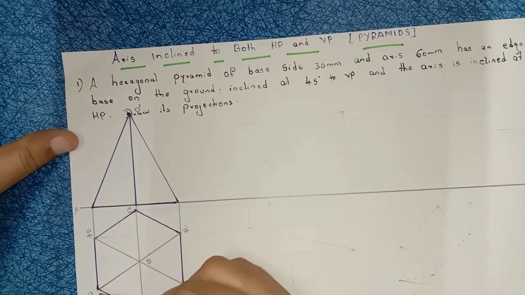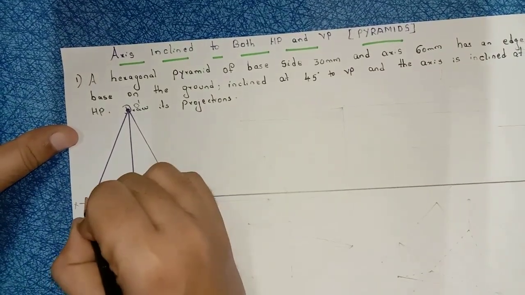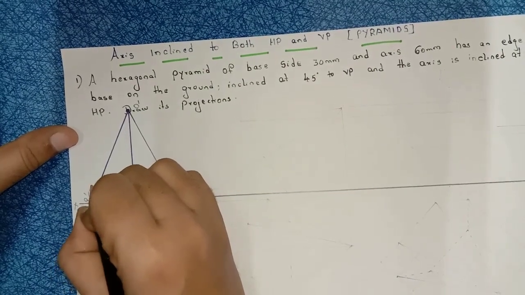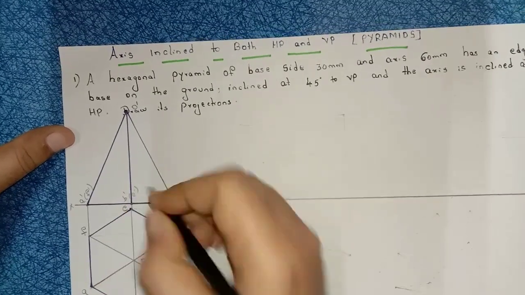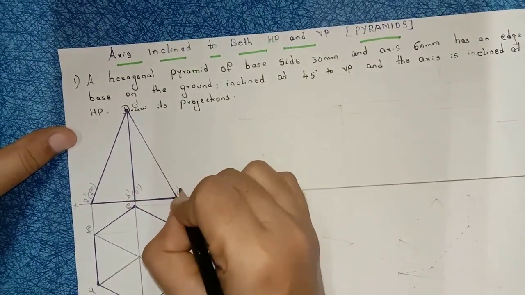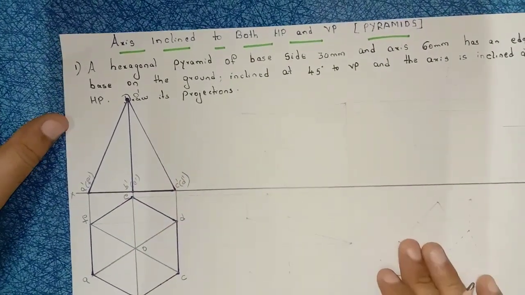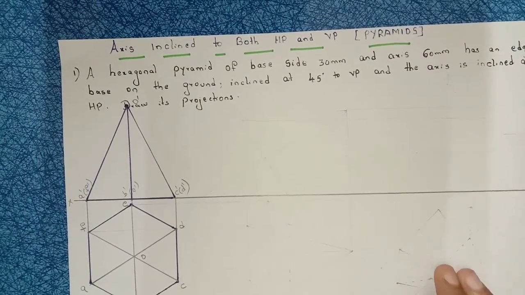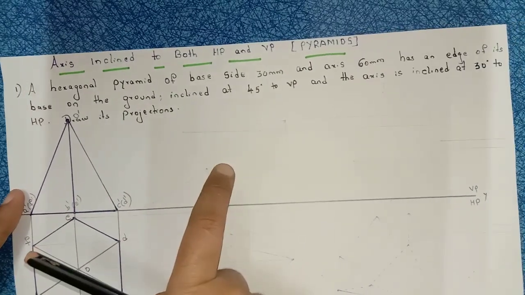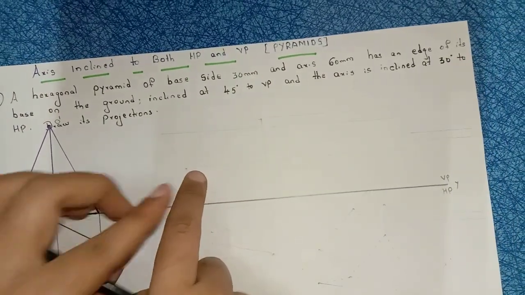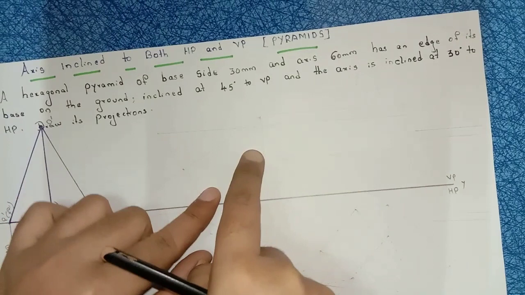I am projecting A and F, and I will write this point as A dash, F dash. I am projecting B and E as B dash, E dash, and C and D as C dash, D dash. So this is my initial position. This is view 1, this is view 2, and I have to construct view 3 here. In order to construct 3, the axis should be inclined to HP.